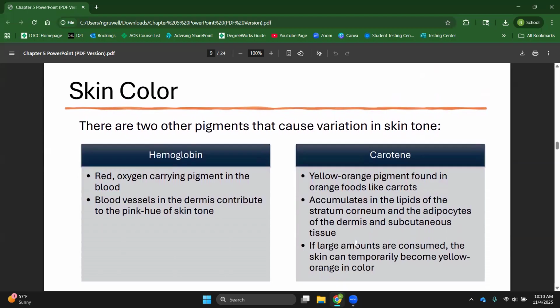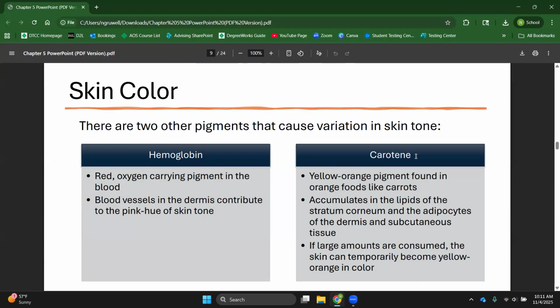All right, a couple other pigments that we talk about in relation to skin color. The first one is hemoglobin. We'll talk about this one in Unit 4, when we talk about the cardiovascular system, because it is an oxygen carrying protein and pigment, but it's what makes our red blood cells red. That's why someone that may show pallor or pale skin may be lacking hemoglobin. One of the very common diagnoses with that is anemia. If we have enough hemoglobin, our blood vessels in the dermis give a bit of a pink hue or reddish tone to the skin.